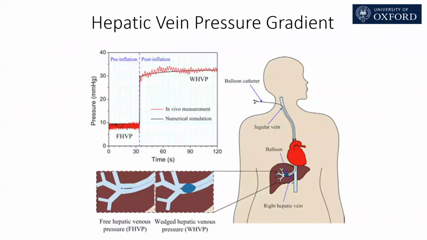I'd like to start with a quick reminder on the hepatic vein pressure gradient, which, as you know, is a technique that involves the passage of a balloon catheter through the jugular vein down to the right atrium and to the IVC and hepatic vein, where measurements are taken with the balloon inflated to measure the wedged hepatic vein pressure and the balloon deflated to measure the free hepatic vein pressure, with HVPG being the difference between those two measurements.